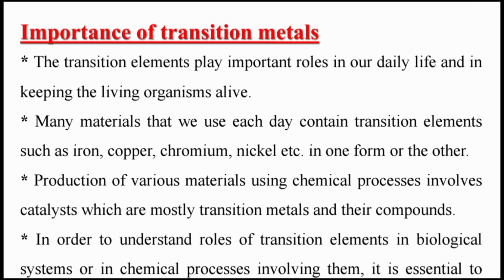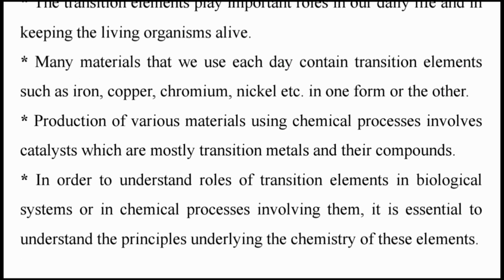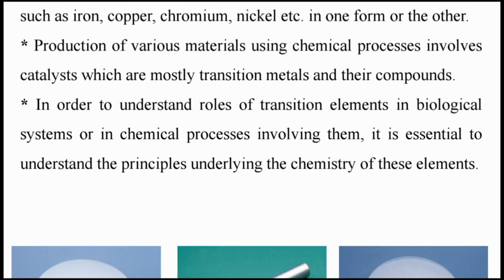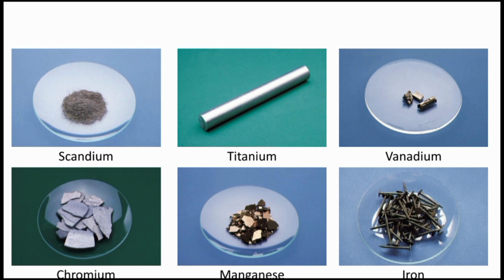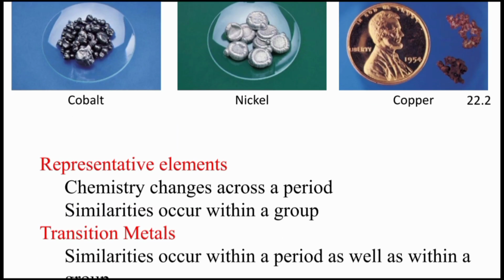Importance of transition metals: they play a role in living organisms, such as iron, copper, chromium, nickel. The human body contains iron, copper, and many of these substances. Production of various materials using chemical processes involves catalysts. Iron is used as a catalyst as well. In order to understand transition elements in biological systems or chemicals involving them, it is essential to understand the principles underlying the chemistry of these elements. This is an overview of cadmium, titanium, vanadium, chromium, cobalt, nickel.